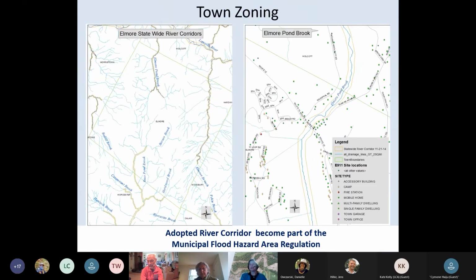To get started, a community can reach out to their regional river scientist to learn more about the corridor maps in their town. And this happens to be an example from Elmore, where we looked at the E911 sites to understand where there was development already in the river corridor and where there is an ability to reduce risks by protecting the river corridors over the long term to keep development out of those areas that may be at risk.